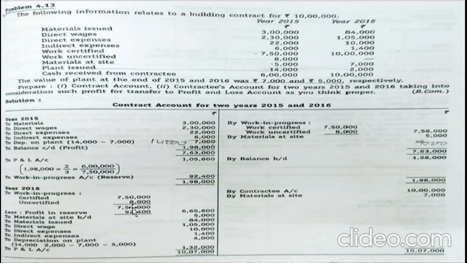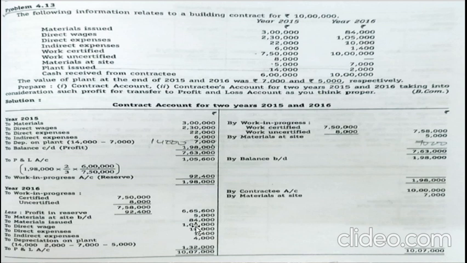Out of this work in progress, we subtract the profit in reserve, the amount transferred to reserve, because that will be used for future benefit and expansion and will not be touched now. So 7,58,000 minus the reserve of 92,400 gives 6,65,600. Next we have materials issued, 84,000, which we have taken.